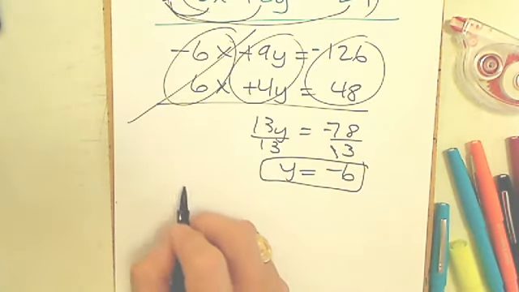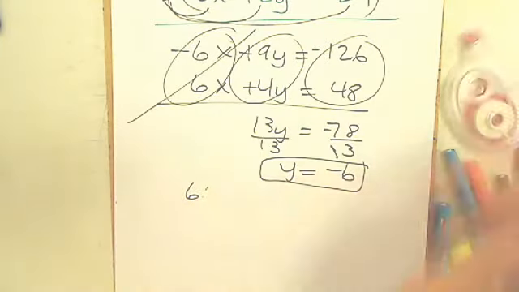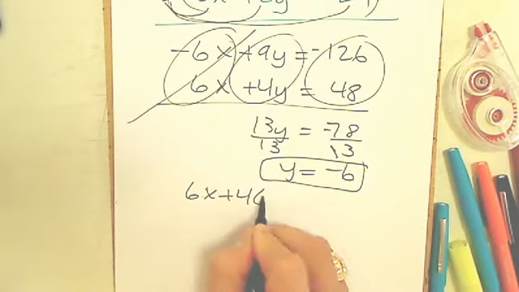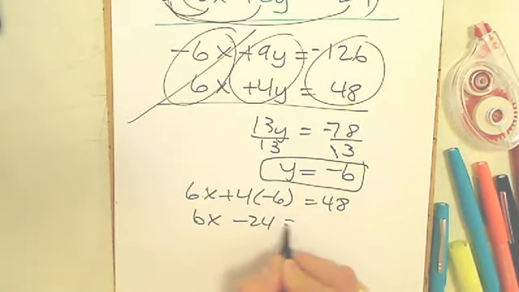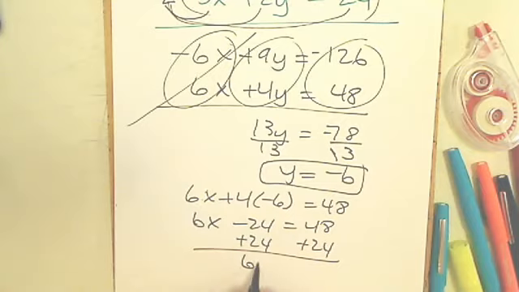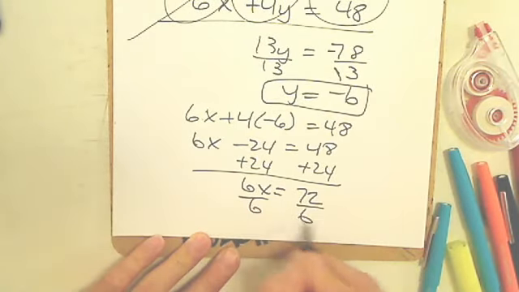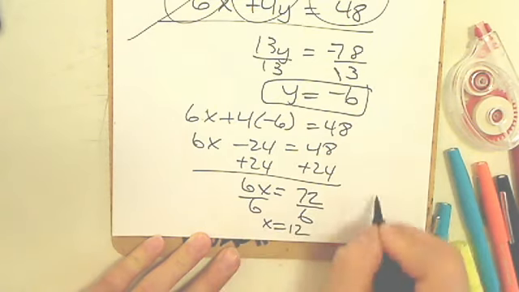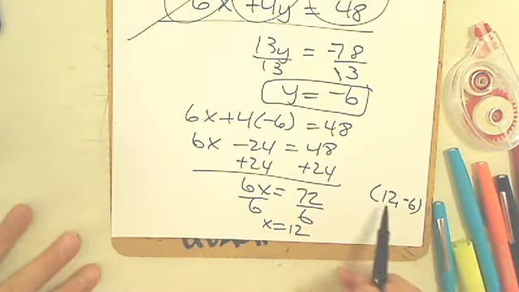To solve it, 6 times x plus 4 times -6 equals 48. 6x minus 24 equals 48. You add 24 to both sides. 6x equals 72. X is 12. Answer: 12, -6.